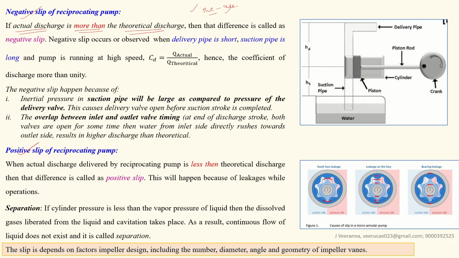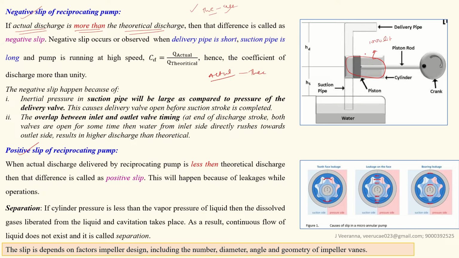Does it happen in real condition? The actual discharge is more than the theoretical. Suppose this is the cylinder. Okay, this cylinder is there. So the volume of this cylinder is, assume, 1000 liters.